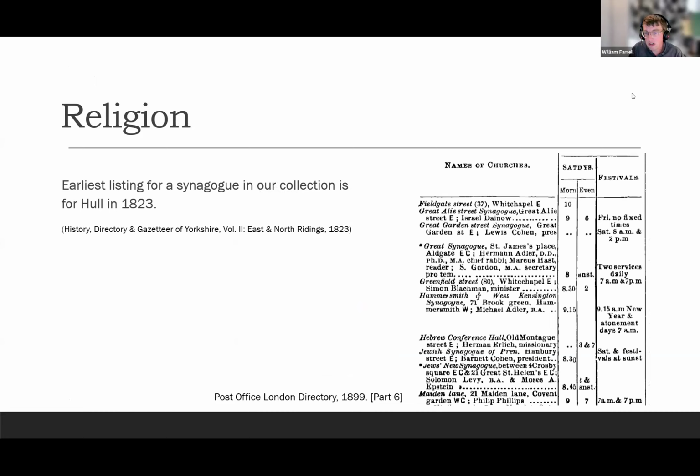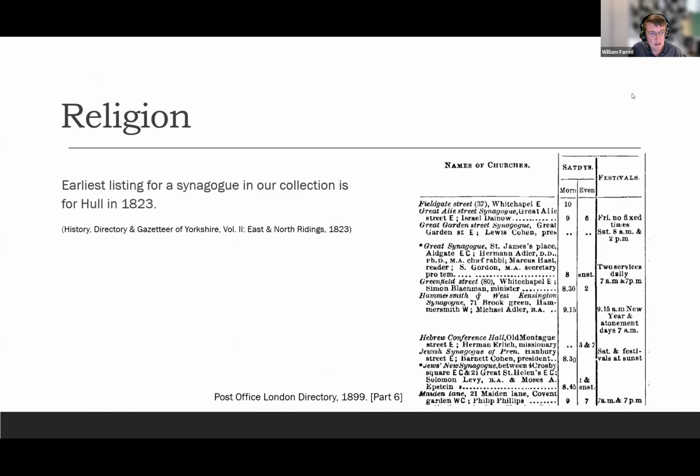They're quite good for religious history. It was considered axiomatic in the 19th century that people would want to know local places of worship. So in most directories in the 19th century, all prominent churches, chapels and synagogues are listed.